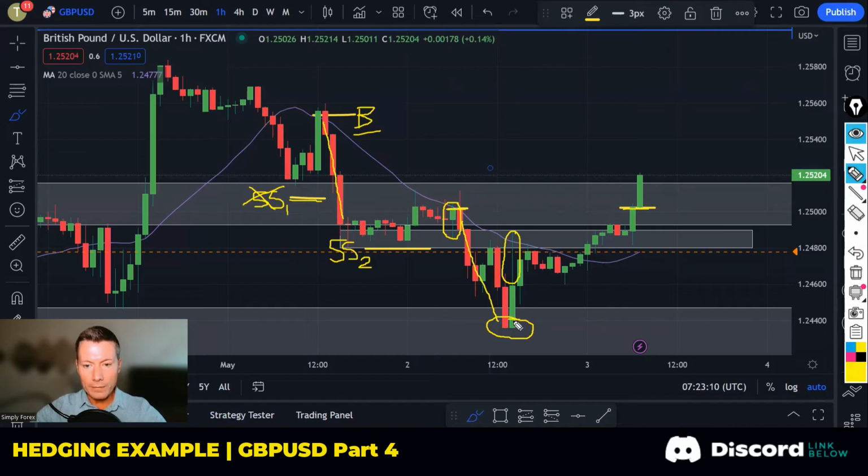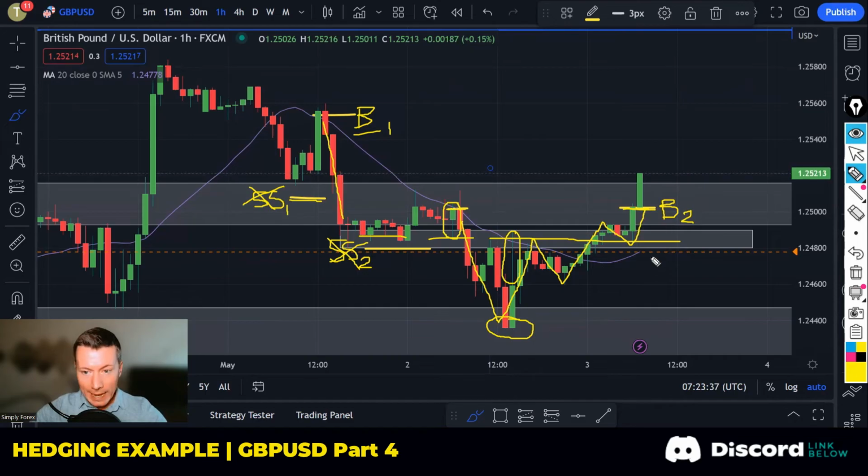Then once we've had this build up of this H1 that broke out of this gray zone, this smaller gray zone through here, I have now exited sell stop 2 at this level here. I've also put an additional buy here. So this is buy 2, if this is buy 1.